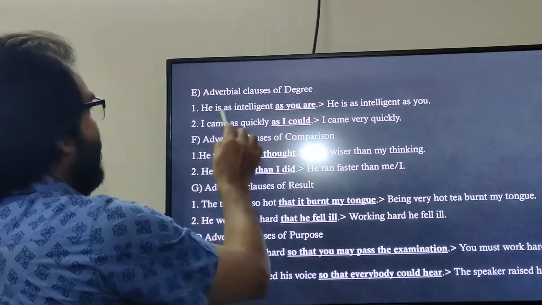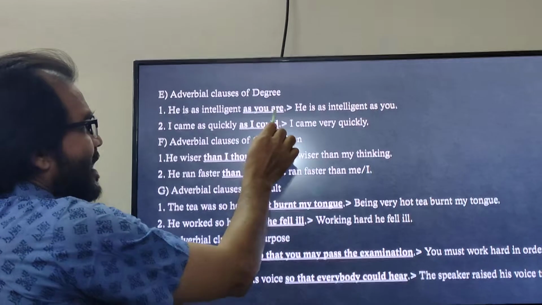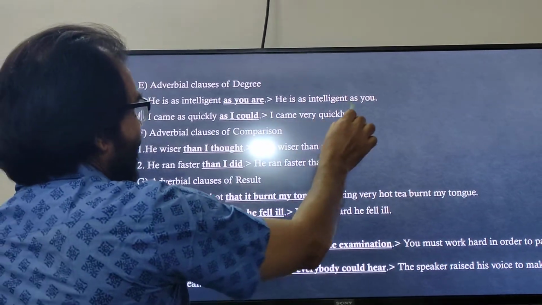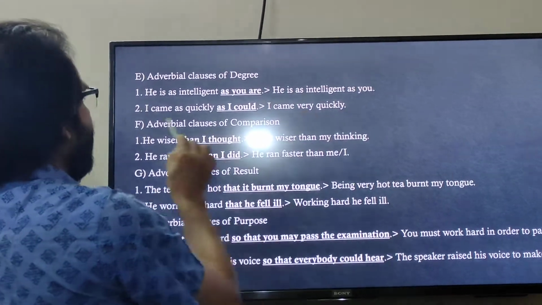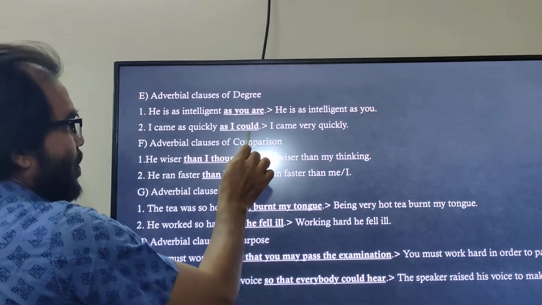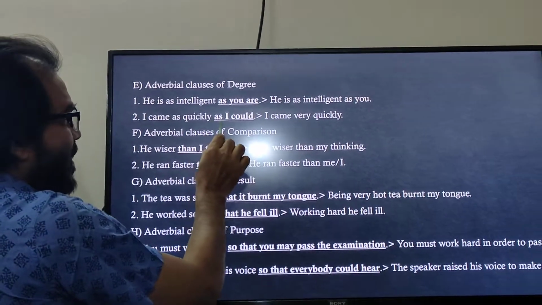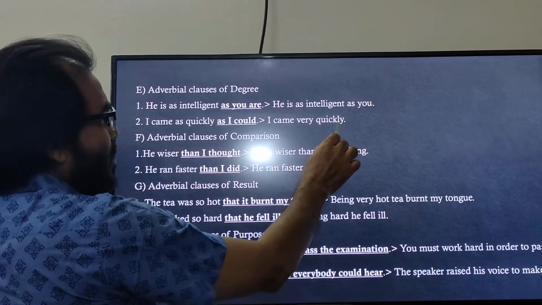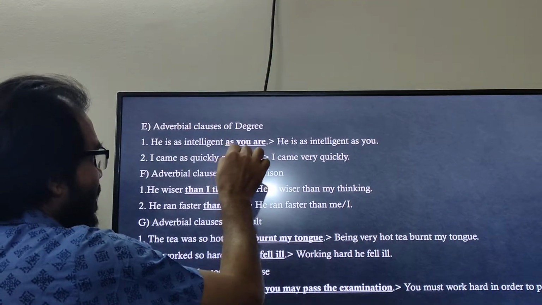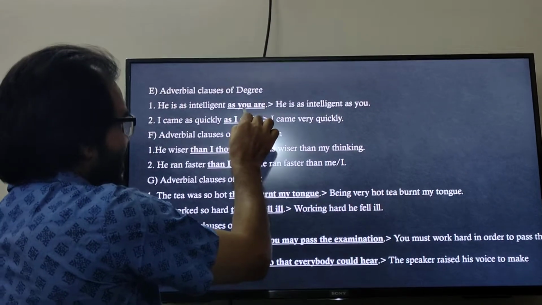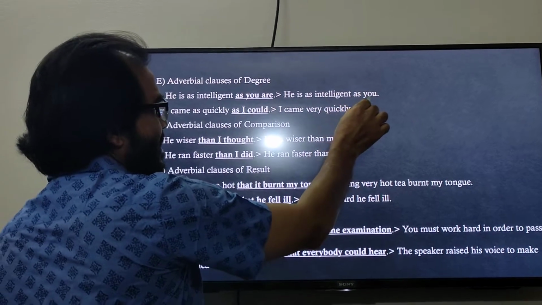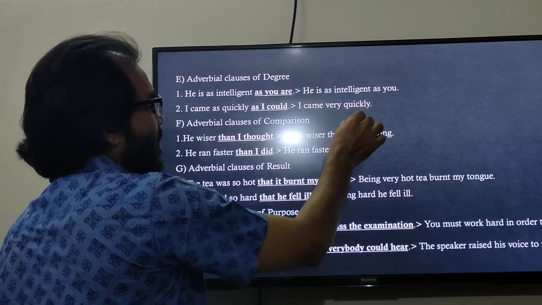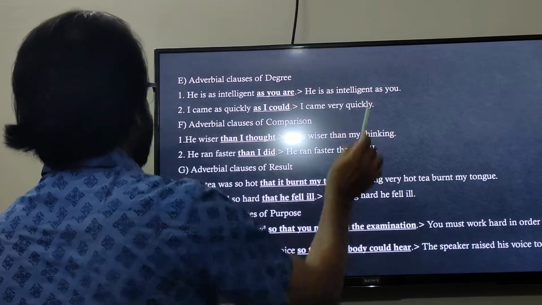Now let us see the adverbial clause of degree. He is as intelligent as you are. This is the complex sentence. He is as intelligent as you. This is the simple sentence. I came as quickly as I could. This is the complex one, adverb clause of degree. I came very quickly. This is a simple sentence. The portion where the degree is expressed is changed into a word or phrase. As intelligent as you is the phrase, very quickly is the adverbial phrase.